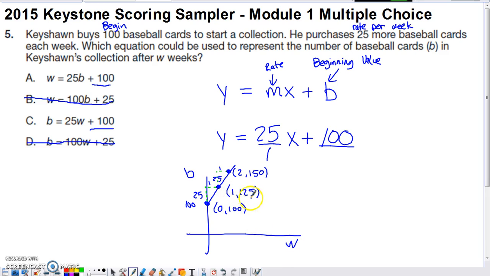After 1 week, I've got 25 more cards in that collection. So I guess we've decided that B is replacing y, W is replacing x. So if I put a B here and a W here, B in place of y, W in place of x, I'm looking at choice C.